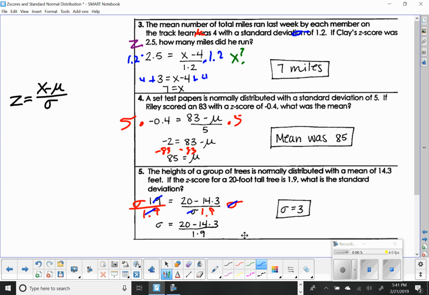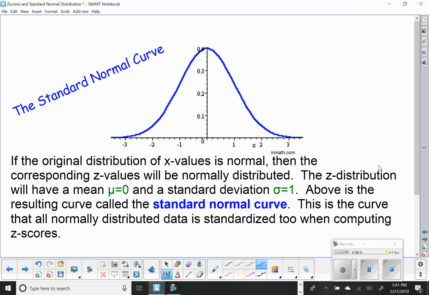3 is on the high side. It's greater than the mean, and it's quite a bit more than the mean. If your average tree is 14 feet tall and you got a 20-foot tall tree, that's quite a bit taller. All right? Good job. Now, the whole reason for our z-scores is the standard normal curve.